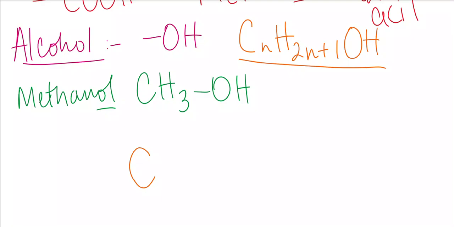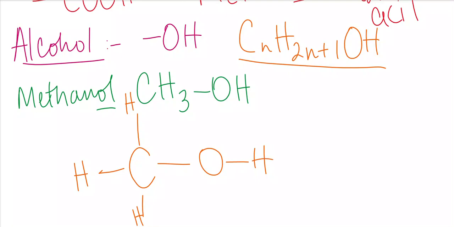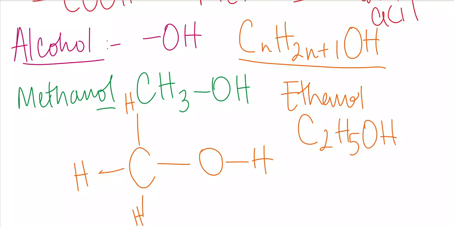One carbon atom, and then 3 hydrogen atoms are present there, like this. With these 3 hydrogen atoms we have the OH functional group, which is the hydroxyl. So this is the displayed formula, or the bonding, of methanol. The most important member of the alcohol series is ethanol, which has the formula C2H5OH. So this is the most important alcohol.